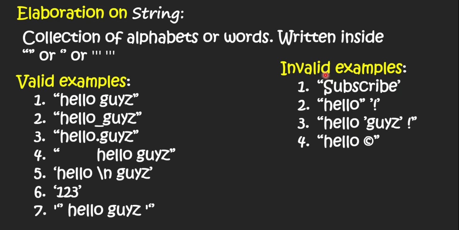These are some invalid examples. There are two inverted commas in front of subscribe and just a single inverted comma after it. So that's not a valid example. Also hello is inside double inverted commas correctly, but we can't have this exclamation mark outside of this string. In this case we would have two variables used, but for a single variable that is not allowed. Also the third one is not allowed due to wrong brackets, and in the fourth one I have used a C for the copyright mark. That is also not allowed, so that is also an invalid string.